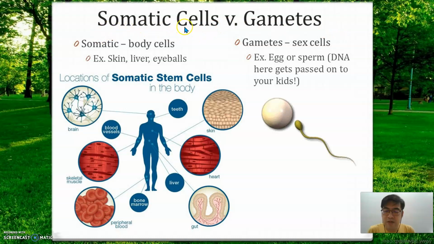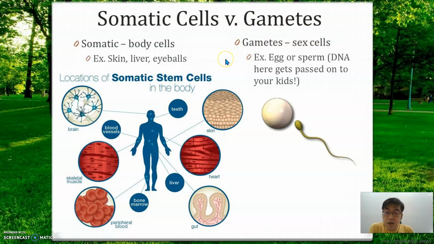Somatic cells are all the cells in your body, from your skin to your liver to your eyeballs to your muscle, blood, gut, heart, and so on. All the cells in your body except the sex cells, which are the egg and the sperm. Besides these two, all the other cells in your body are somatic cells, and mitosis happens in them. What about gametes? Meiosis only happens in gametes.